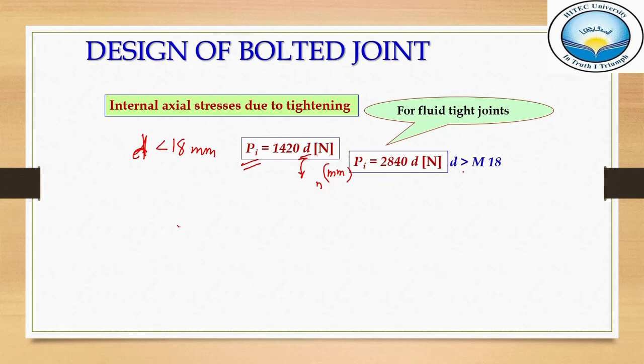So if your D is greater than 18, M18, which is a metric standard, it's the same thing, M18 or 18 mm, the tightening load is slightly larger, almost double that of the small bolt, which is 2840. Again, D is the nominal diameter and must be put in millimeters.